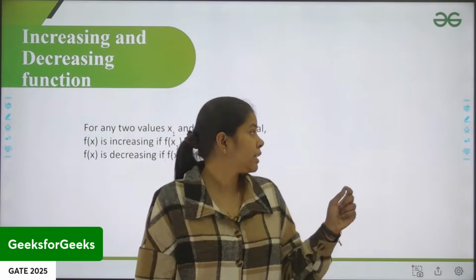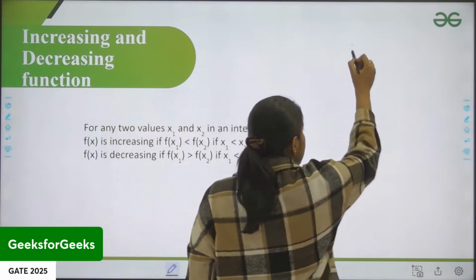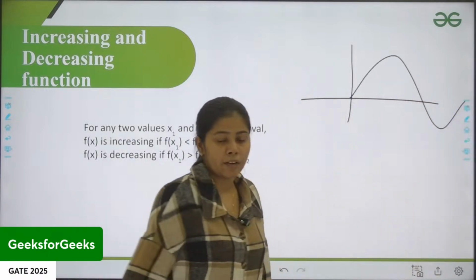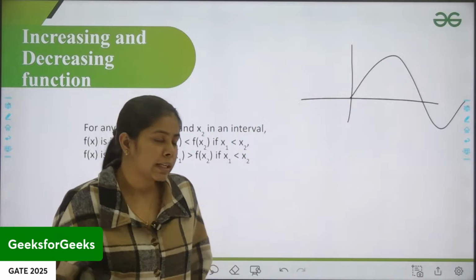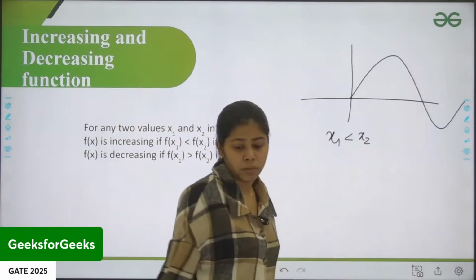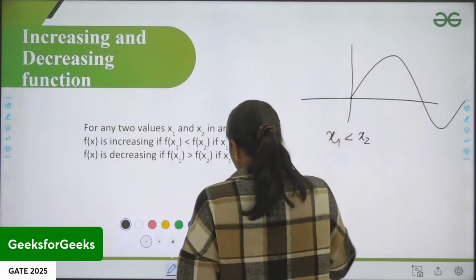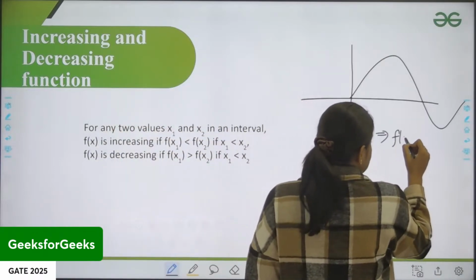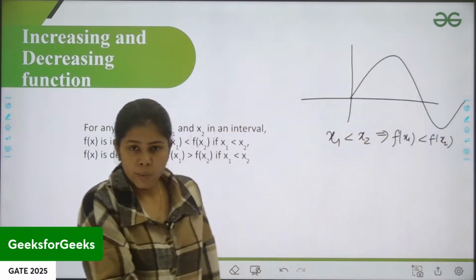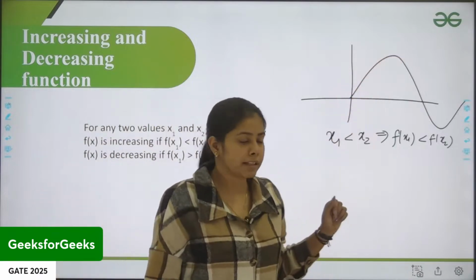Let's first understand what an increasing function is and what a decreasing function is. Let's suppose we have a graph. When I say a function is an increasing function, that means if x1 is less than x2, then f of x1 is less than f of x2. What does it mean? As my x values are increasing, my function's value is also increasing. Then I'll say that the function is increasing.